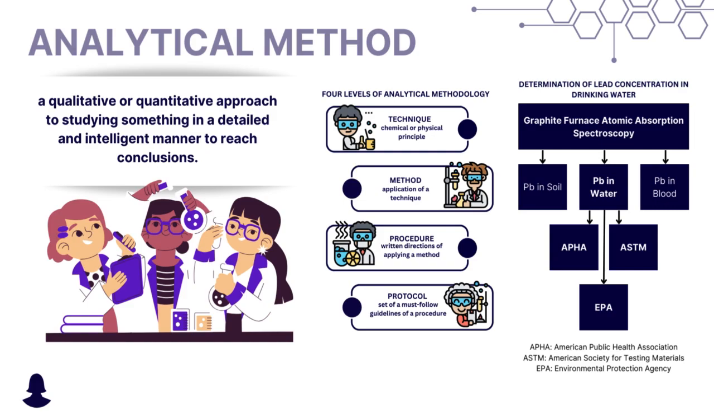First is technique. A technique is any chemical or physical principle that we can use to study an analyte. And then we have the method, which is the application of a technique for a specific analyte in a specific matrix. Next is procedure, or the set of written directions that tell us how to apply a method to a particular sample, including information on how to collect the sample, how to handle interferences, and how to validate results.